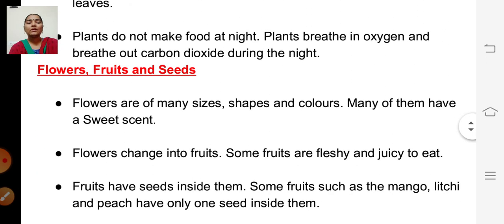The next one is flowers, fruits, and seeds. Flowers are of many sizes, shapes, and colors. Many of them have a sweet scent. Flowers change into fruits. Some fruits are fleshy and juicy to eat. Fruits have seeds inside them. Some fruits such as the mango, lychee, and peach have only one seed inside them.